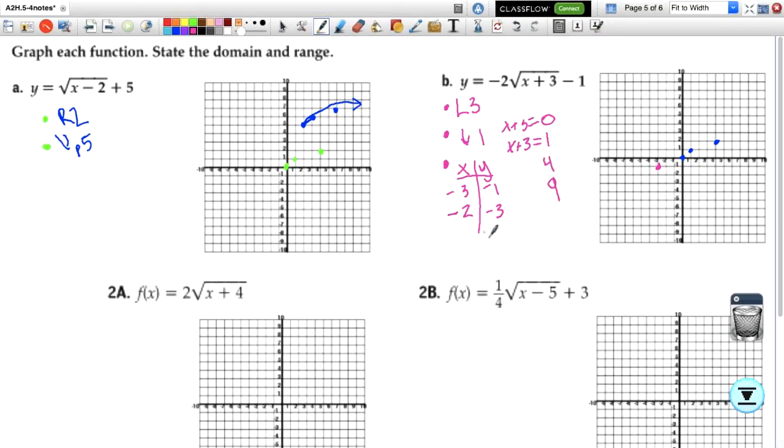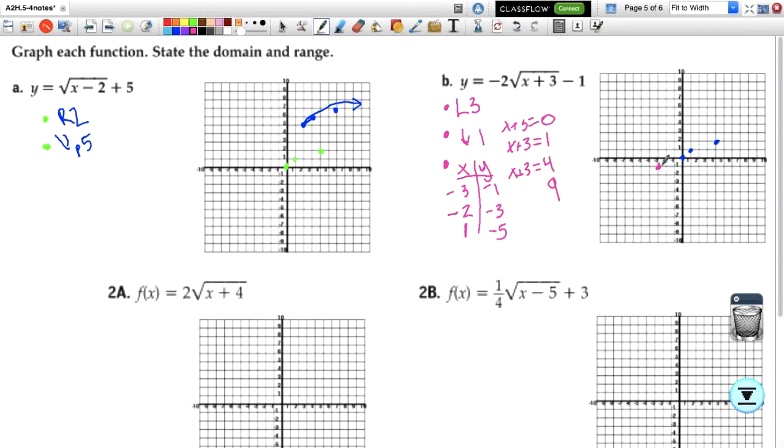Next one, and I only need 3 points. We could do 4 if we want to, but I'm going to say, all right, I want my inside to equal 4. So I currently have x plus 3. To get it to be a 4, well, x would just have to be positive 1. So 1 plus 3 is 4. Square root of 4, and that's why I'm choosing this, folks, so I can use mental math, okay? Square root of 4 is 2. 2 times negative 2 is negative 4. Minus 1 more, negative 5.